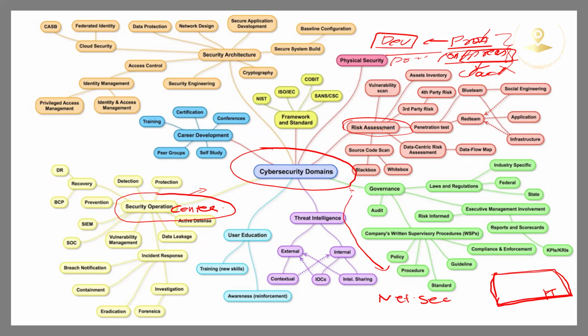So this, risk assessment, is passive cybersecurity. This is active cybersecurity. Network security is also active security. Threat intelligence, I could say, can be passive and active. Governance is completely passive.